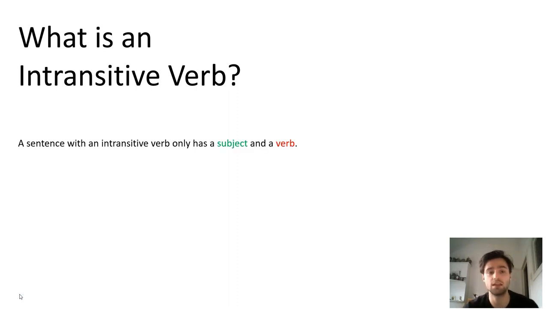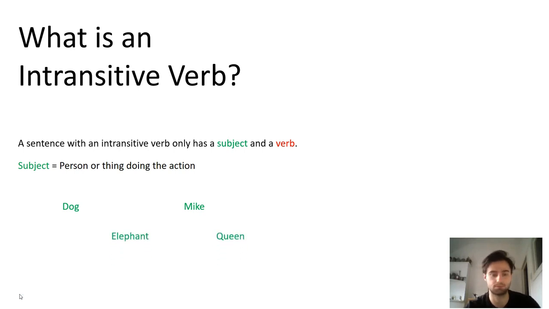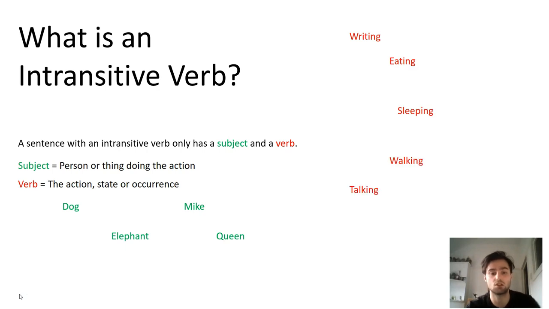So a sentence with an intransitive verb only has a subject and a verb. So, for example, the subject is a person or a thing doing the action. Okay? So this could be a dog, a person called Mike, an elephant, or even the Queen. So the verb is the action, state, or occurrence. So a doing or being word. Now, some examples of this may be writing, eating, sleeping, walking, or talking.